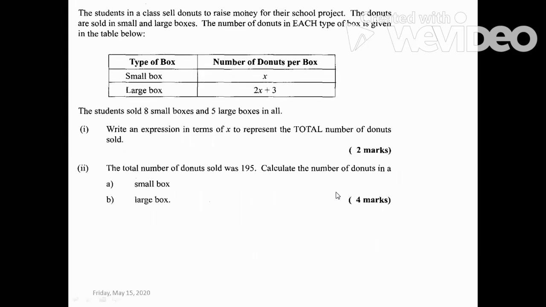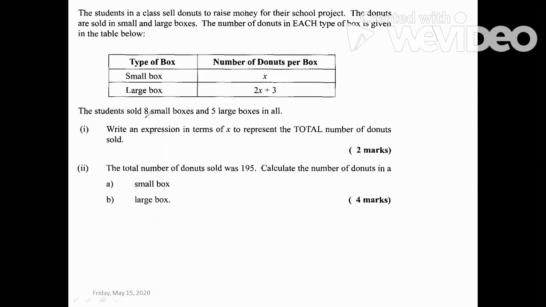Alright, let's move on to the next question. So here we have another worded equation. Alright, so the students in the class sell donuts to raise money for their school project. The donuts are sold in small and large boxes. The number of donuts in each type of box is given in detail below. Alright, so we have 2 types of box: small box, large box. And the number of donuts in each box is given as an algebraic expression.